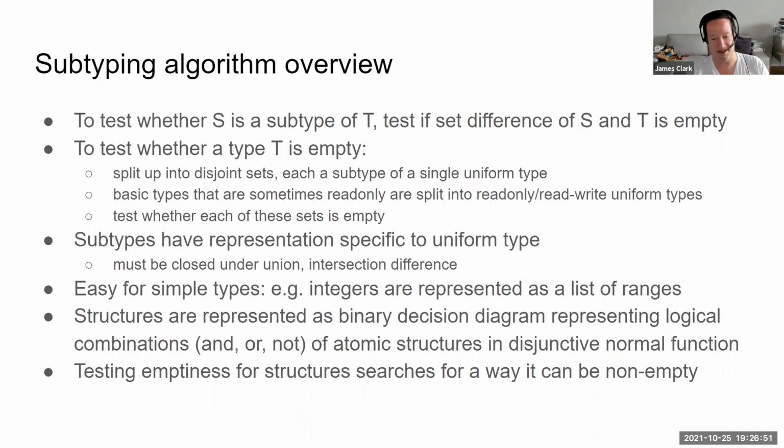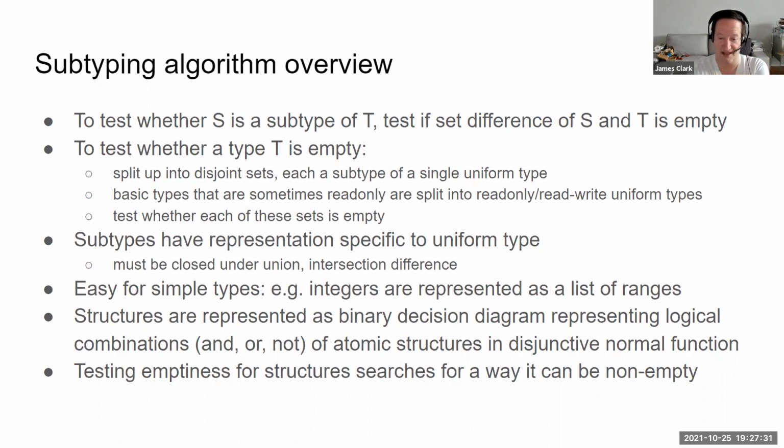So the first step is we split this up into basic types, and then we test whether each basic type is empty. And we handle read-only by splitting something like list, which can be either read-only or not read-only, into two. So we have basically mutable lists and read-only lists, and we check. What we're doing is we take this type, we split it up into uniform types, and we test whether each uniform type is empty. And then each uniform type has a specific representation for its subtypes.